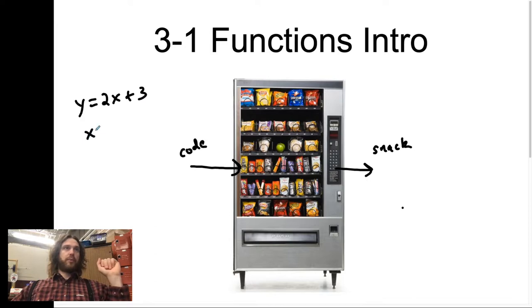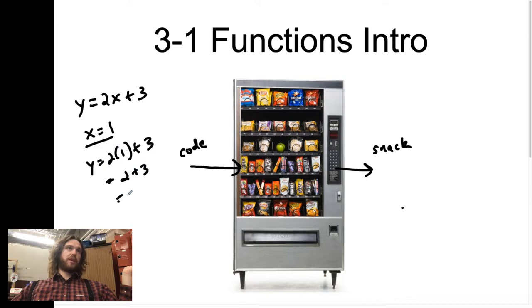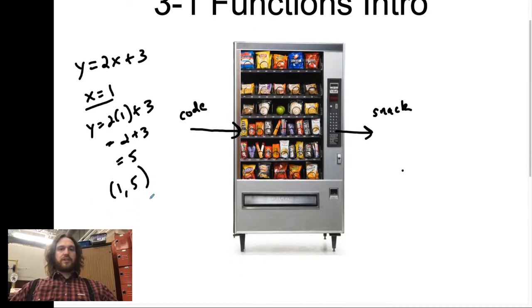So we will put in our code, maybe we'll say x equals 1, and then y equals 2 times 1 plus 3. 2 times 1 is 2. 2 plus 3 is 5. Okay, so plug in x, we get the point (1, 5). We input a code, we get out our snack. Now, our snack and code are just regular old numbers in this case, so it's not too exciting. But it's the basic idea.